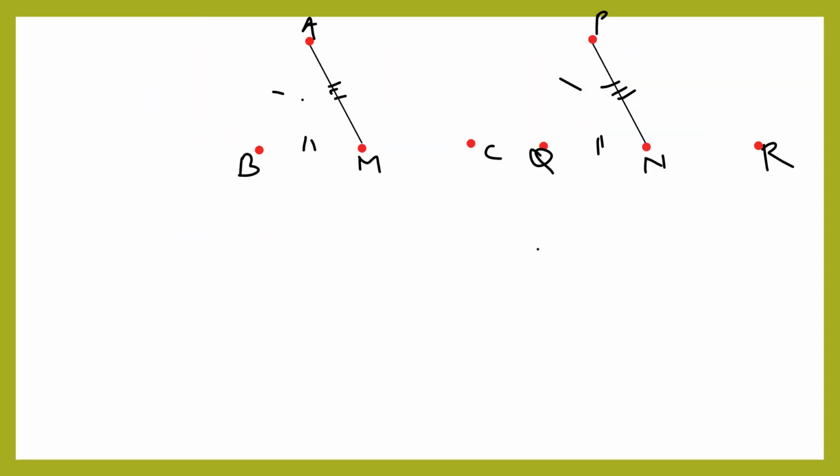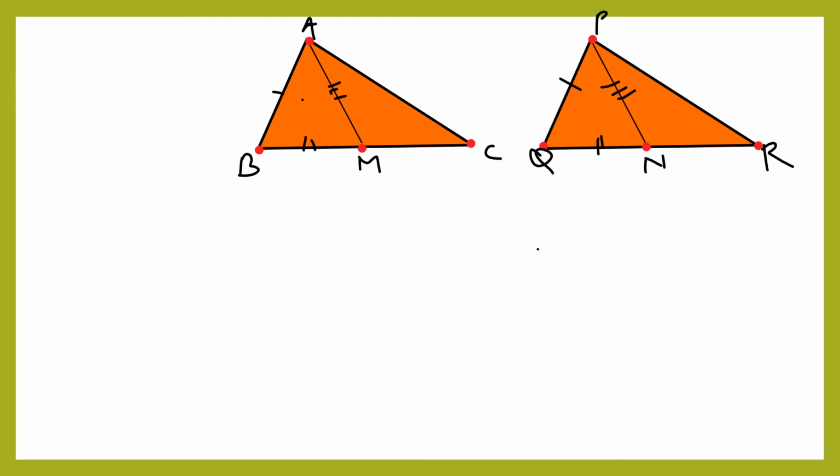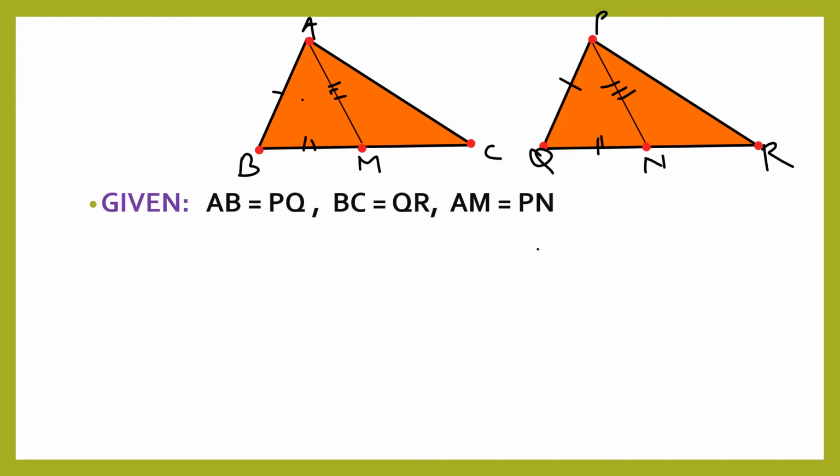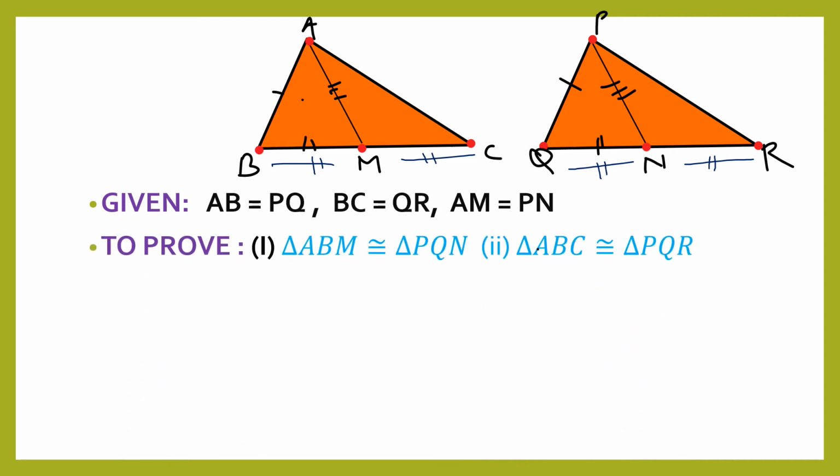So what is given in this question? AB is equal to PQ, BC is equal to QR, AM is equal to PN, where AM and PN both are medians. What do you mean by the median? A median bisects the third side. That means this line PN divides the third side into equal parts. So we have to prove triangle ABM is congruent to triangle PQN, and in the second part triangle ABC is congruent to triangle PQR. Let us prove the first part.